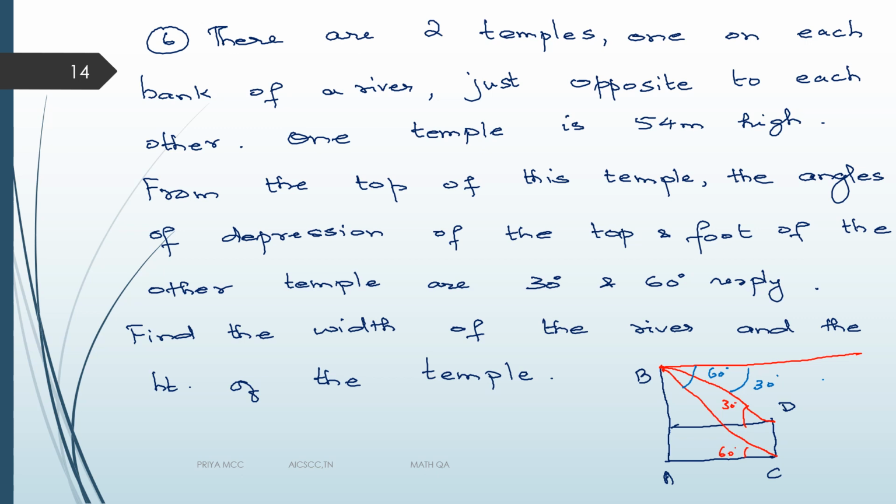Now what do they want? The width of the river. What is width of the river? AC. They also want the height of the temple. So let me call the height of the temple as some value h. Okay, so I want to find what is h. I also want to find what is the width of the river. Okay, some x, right? So AC is the river, AC equal to x. DC is the temple, I am calling it as h. Okay, now you try to write what is tan 30 and what is tan 60.